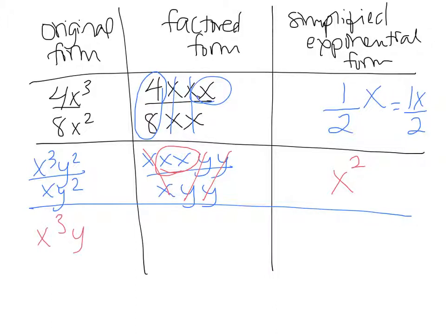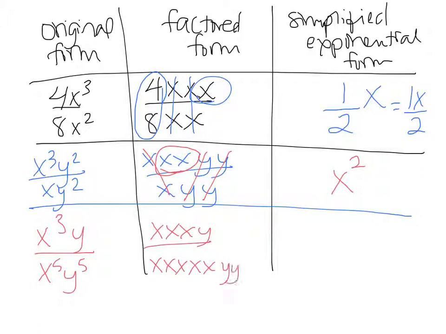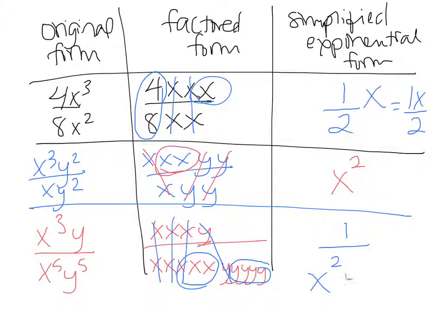The final problem, x cubed y over x to the 5th y to the 5th. Same idea, write out my x's and my y. Same thing in the denominator. And now we're going to cross out anything that's on the top and the bottom. So I have 2 x's on the bottom, 4 y's on the bottom, but nothing on the top. So the top of the fraction becomes a 1, and we have x squared y to the 4th left over in the denominator.